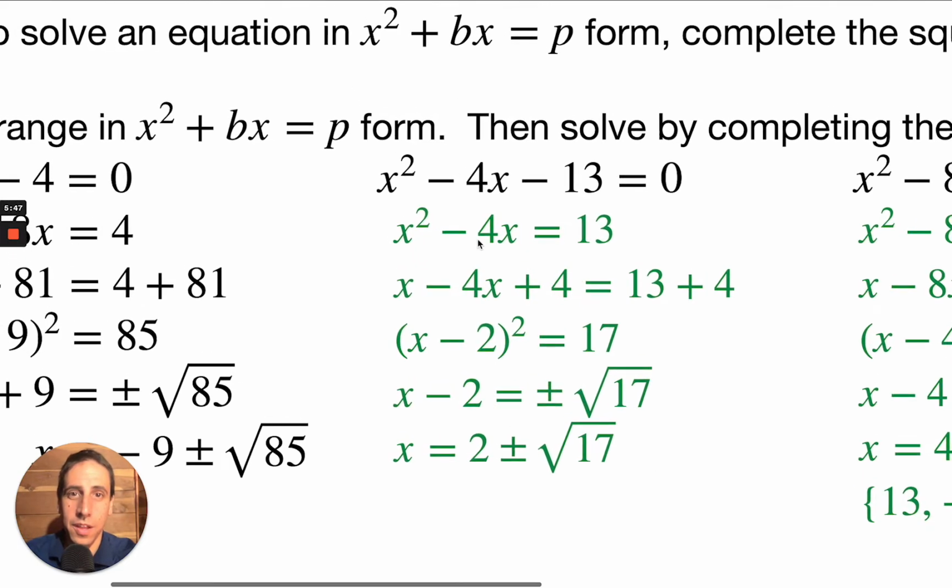Here, definitely not in x squared plus bx equals p form. We've got to add 13 to both sides. And now that we have this, we can look at that 4x, cut it in half. That's 2. Square it, we get 4. So the number we have to add to both sides is 4.